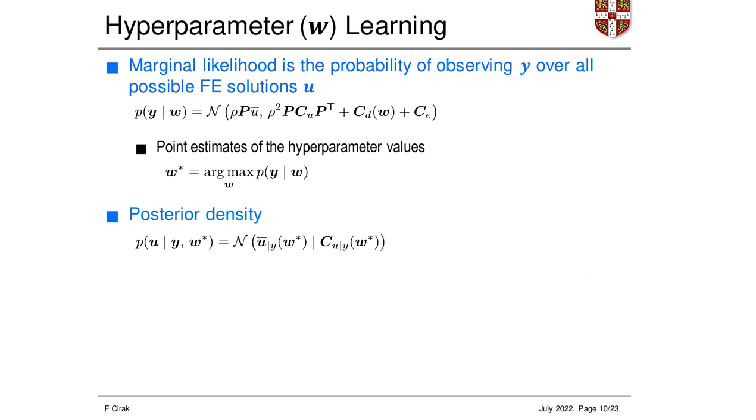The denominator of the Bayes rule is known as the marginal likelihood or the evidence, which tells us how probable it is to observe the data given some finite element solutions. Hence, the intuition is that we want to select the hyperparameters in such a way that the marginal likelihood is maximized. This is also known as the maximum likelihood estimate, and we use this to learn the hyperparameters. And this really just involves a standard optimization routine. Once we have obtained the optimized hyperparameters, we can substitute them into the posterior densities to make predictions.